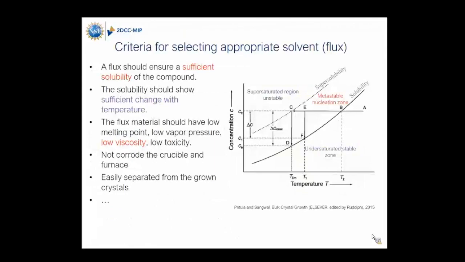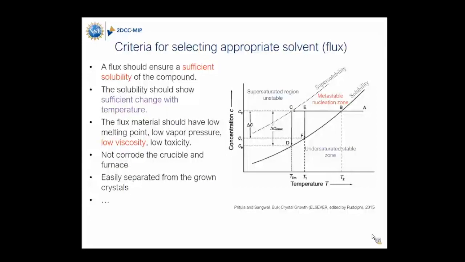Next I want to talk about the criteria for selecting an appropriate solvent, or flux. These are just general criteria. First, the flux should ensure sufficient solubility of the compound. When you select a solvent, you need to ensure that your material, polycrystalline material or element, can be dissolved in the selected solvent. If it cannot be dissolved, it will not be able to grow crystal. That's straightforward.